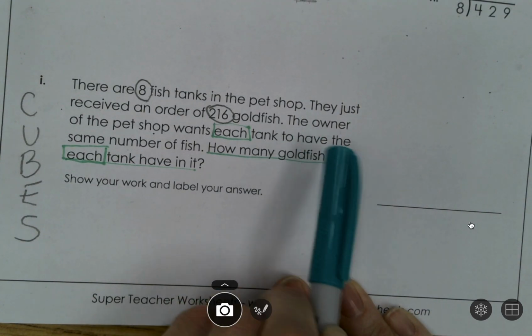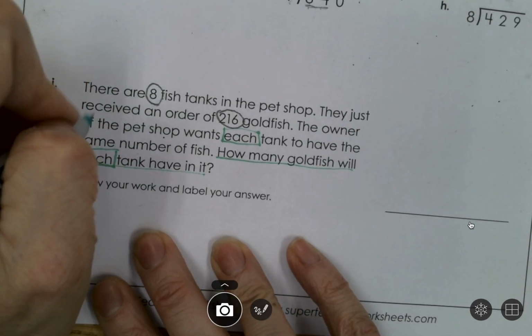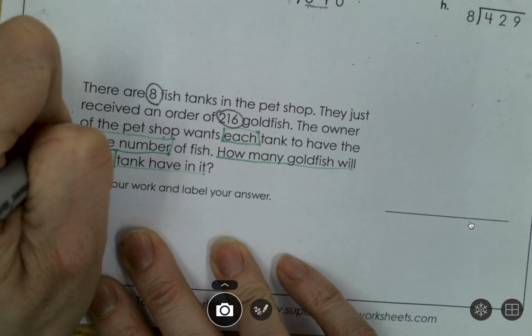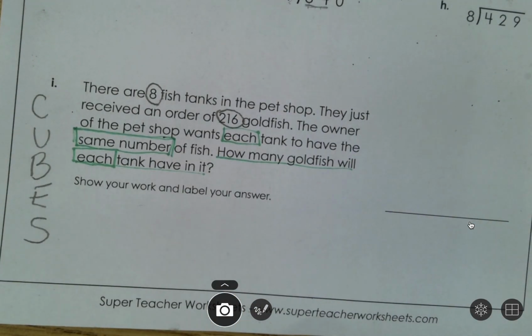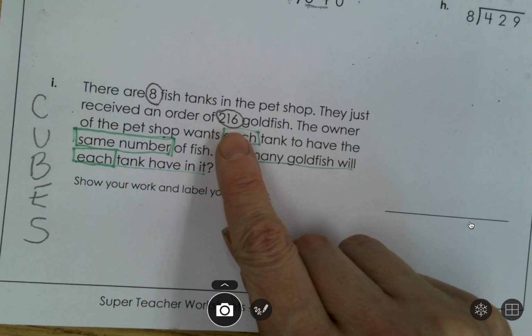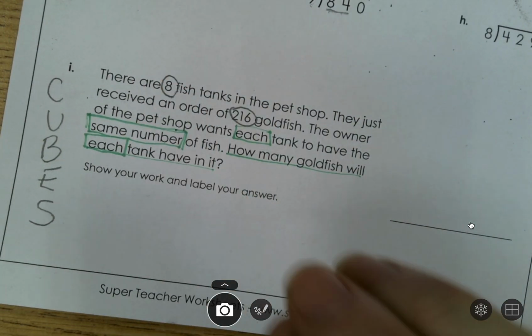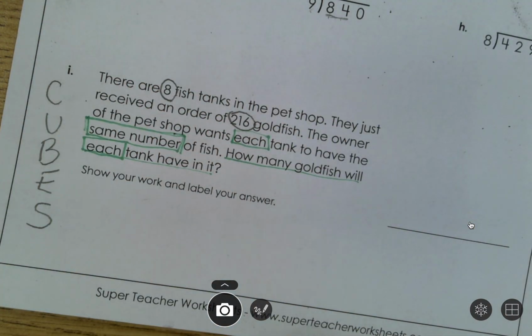So, now the owner of the pet shop wants each tank to have the same number. That's another big clue word. That means we are creating equal groups. We are dividing them equally. We are sharing them equally. So in each tank, the owner wants the same number of goldfish. There are 216 goldfish total and 8 tanks. So he wants to disperse the goldfish evenly into the tanks.